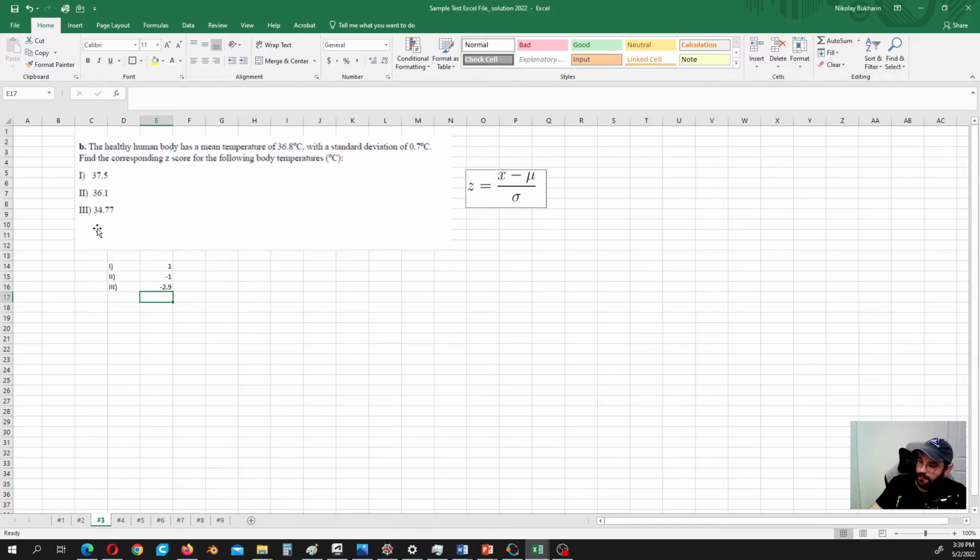And if you think about this, 34.77 degrees Celsius is quite a low temperature for the human body. I would even wonder if this person is alive or not with such a low temperature. Okay guys, so as I said, it's not going to be something separate, so this calculation is going to be built into the problems related to the standard normal distribution.